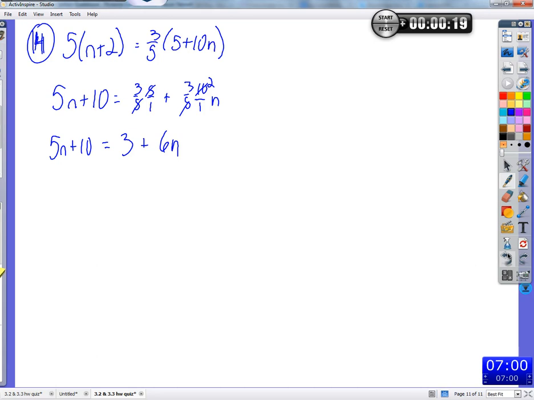Get the n's on one side. Okay, how would you do that? I would subtract, add 5. To the right side? Or subtract 5. Subtract 5? Yeah. Just 5? Okay, so 5n plus 5 equals negative 2 plus 6n. Yeah. That's what you do first? I meant subtract 5n. Oh, that's different. Minus 5n.